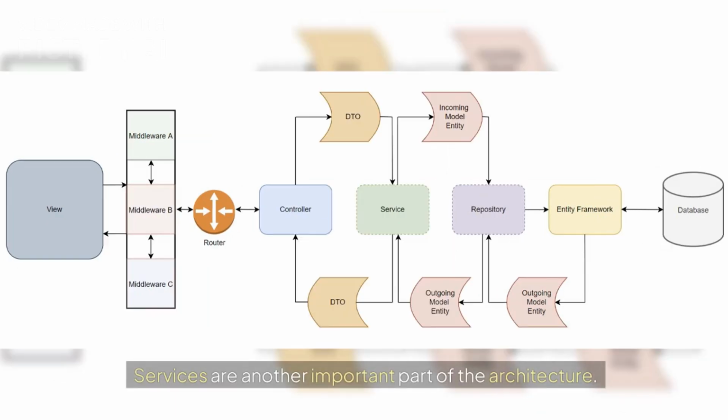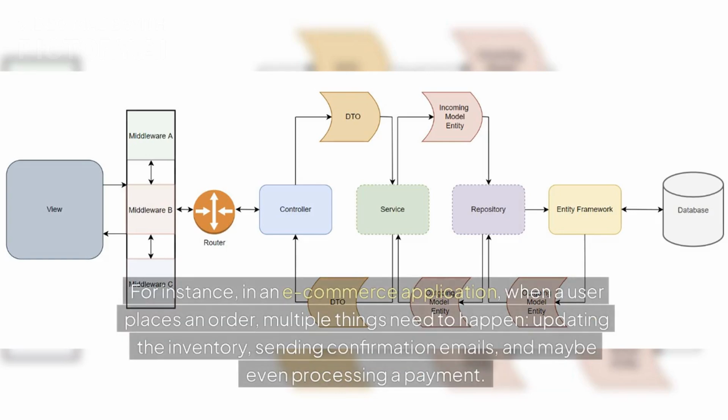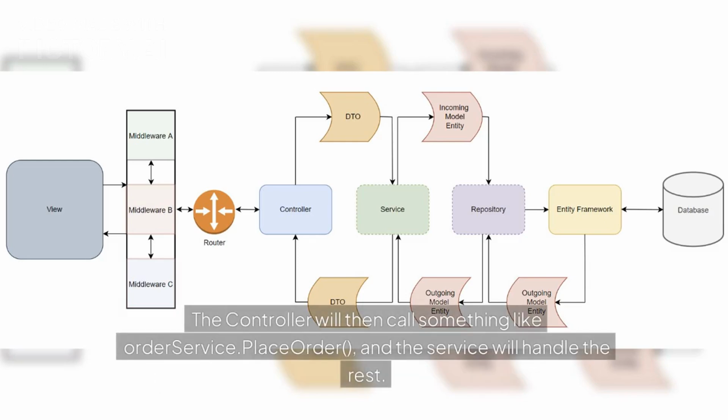Services are another important part of the architecture. While controllers handle requests and responses, services are used to handle complex business logic. For instance, in an e-commerce application, when a user places an order, multiple things need to happen: updating the inventory, sending confirmation emails, and maybe even processing a payment. Rather than cluttering your controller with all of this logic, you can offload it to a dedicated OrderService. The controller will then call something like orderService.PlaceOrder, and the service will handle the rest.